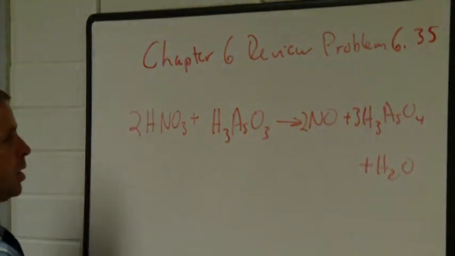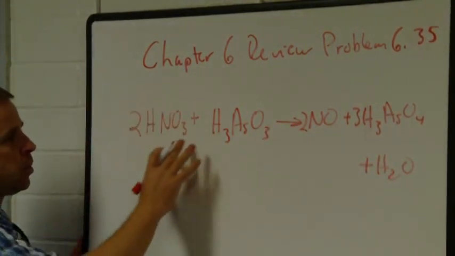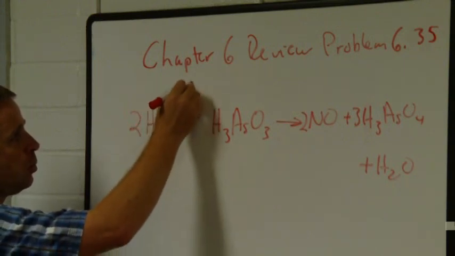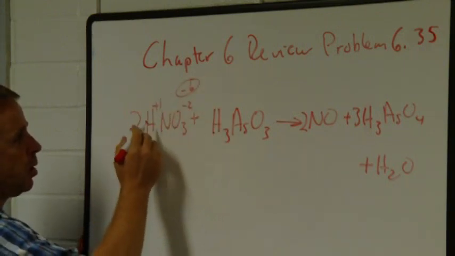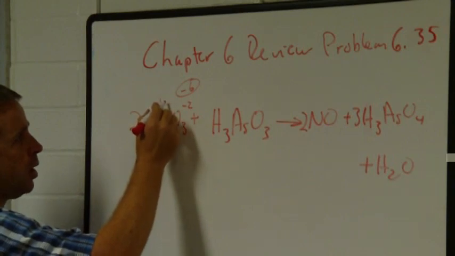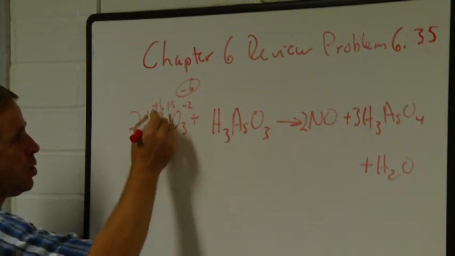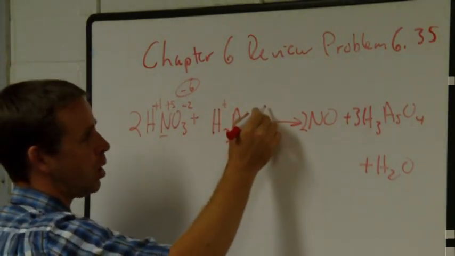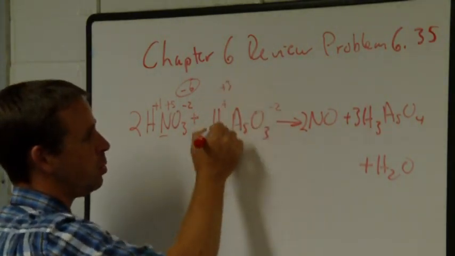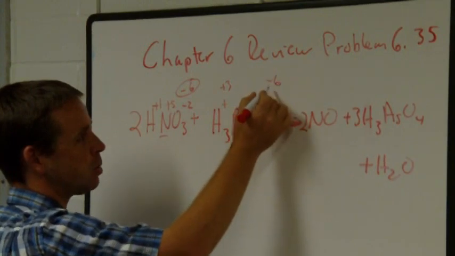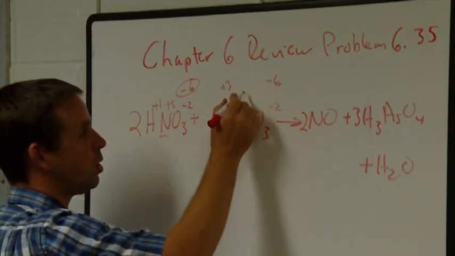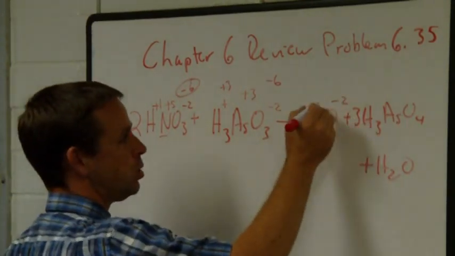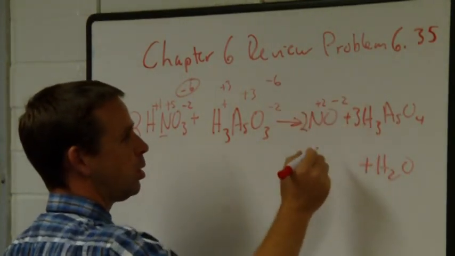We identify oxidation states for all of these compounds, or all the elements within the compounds. -2 plus 1, -6 because there's 3 of them there, +1, so this has to have a +5 on it. Nitrogen there has a +5. Here we go, +1. Oxygen -2, so there's a +3 because there's 3 of them here. There's a -6 because there's 3 of those. So arsenic here has to have a +3 on it. Oxygen -2, nitrogen +2.